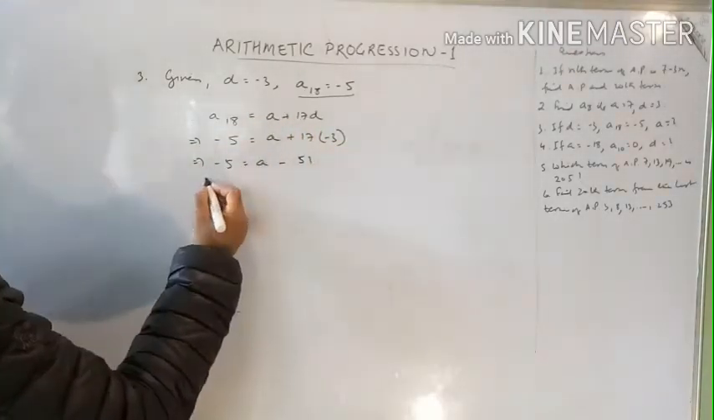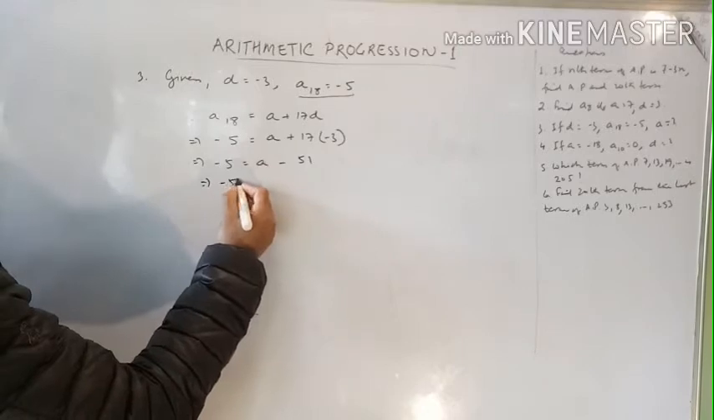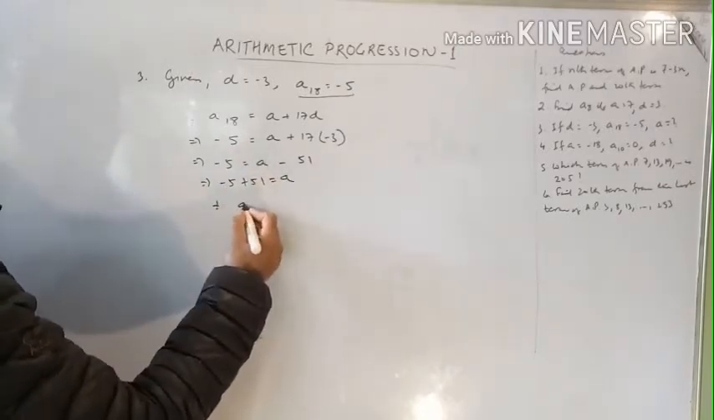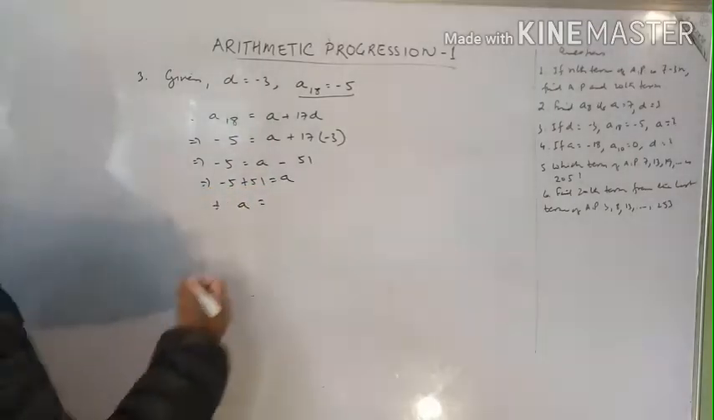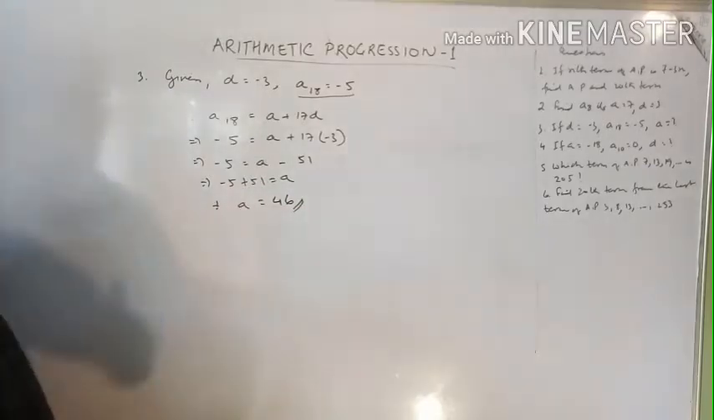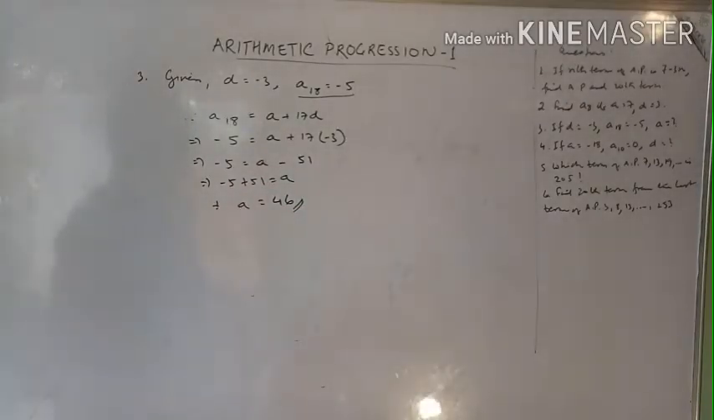So bring 51 to the left hand side. So minus 5 plus 51 is equal to A. If you interchange the sides, A is equal to what you get? 51 minus 5 will be 46. So the first term is 46. Okay, so that is the answer.